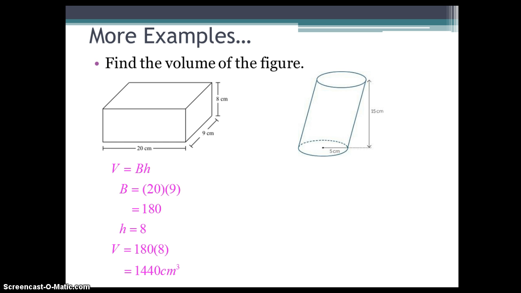Our cylinder is an oblique one, but we know from Cavalieri's principle that we find the volume the exact same way. Pi r squared h. The radius is 5 and our height is 15. So pi times 5 squared times 15, or 375 pi cubic units. Are there any questions, or if you have questions on these, please bring them to class.